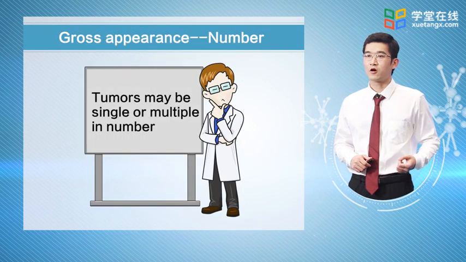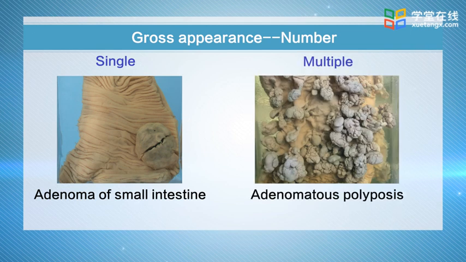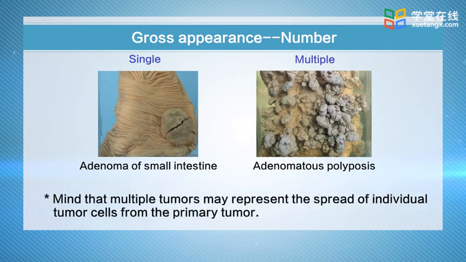Tumors may be single or multiple in number. The left image shows a single mass projecting into the lumen of small intestine. However, in the case of the right, we can see multiple polypoid masses arising from the colonic mucosa. We can hardly tell the exact number. Please keep in mind that multiple tumors may represent the spread of individual tumor cells from the primary tumor. These are called metastases or secondary tumors.